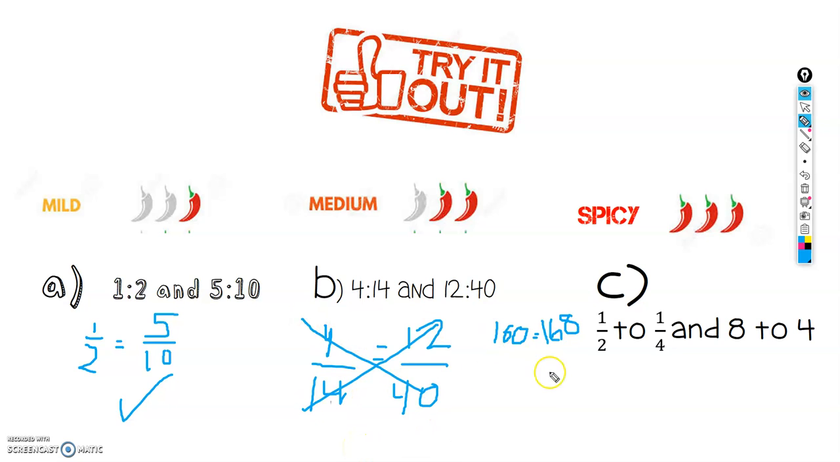Okay, very last one. If I have 1/2 to 1/4 and 8 to 4. Well, let's use cross products. I know that half of 4 is 2. And if I were to use cross products here, 8 times 1/4 or 8 over 4 is 2. So this one is proportional.